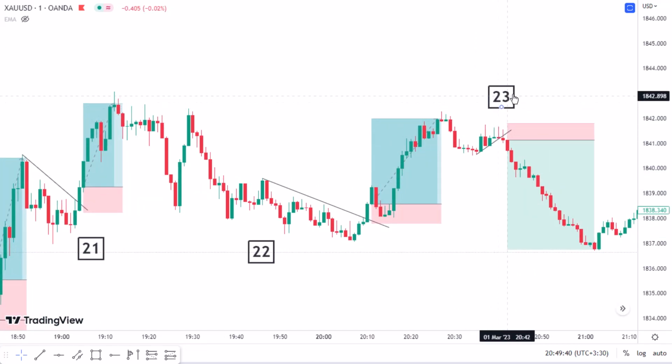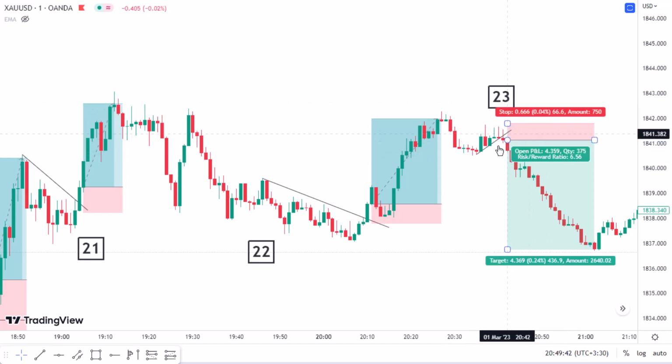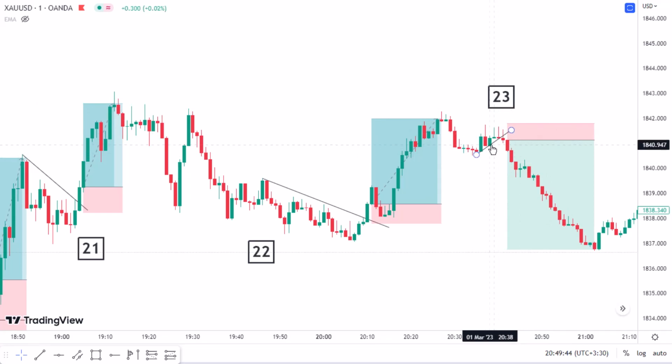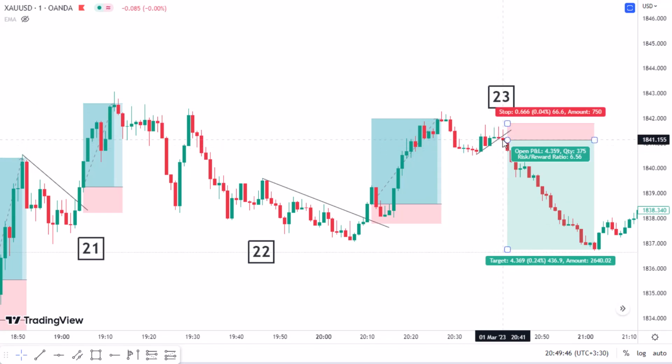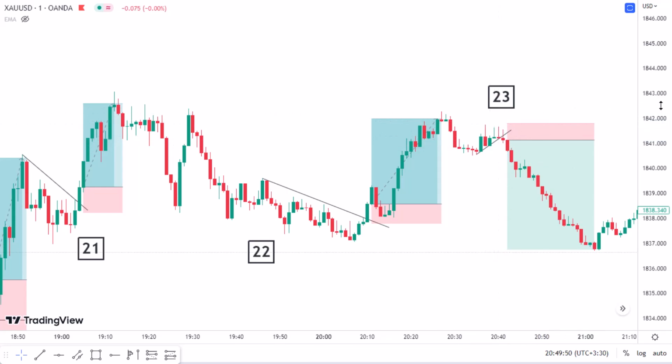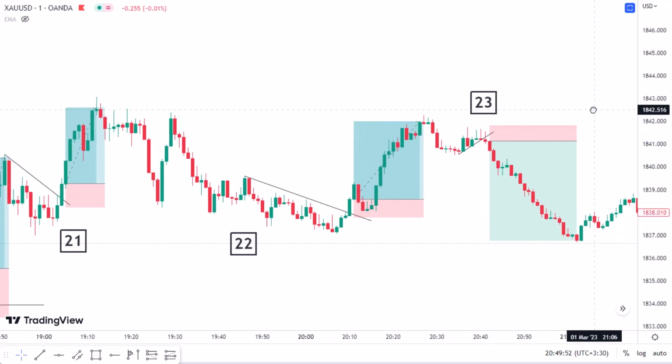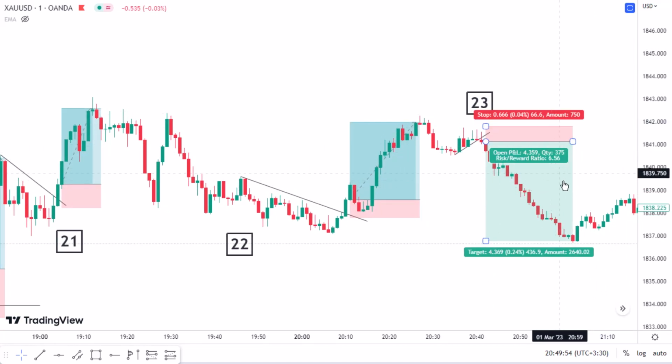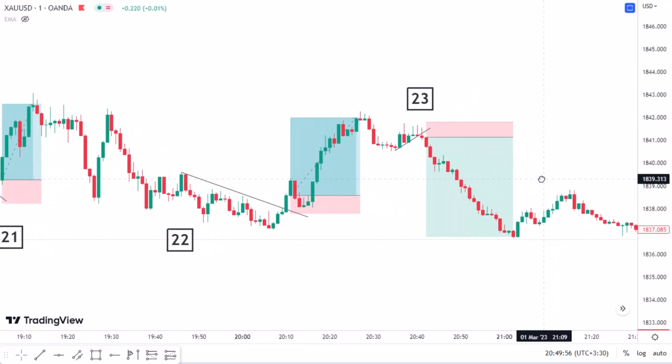On trade 23, we have a trend line like this with 1 touch, 2 touches, 3 touches, 4 touches, and the 5th time it breaks it, we enter the sell position here, put our stop loss somewhere safe, and it gives us a reward of actually 6.5.